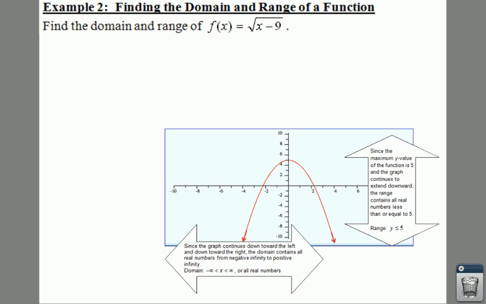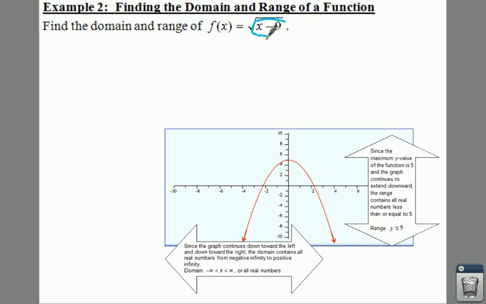So for example 2, we're going to have to find our domain and range of a function. We actually found a domain similar to this back in lesson 1.2. Here in lesson 1.3, in example 2, we're going to find our domain and our range. So the way you do this, the easiest way, is to find your domain first.